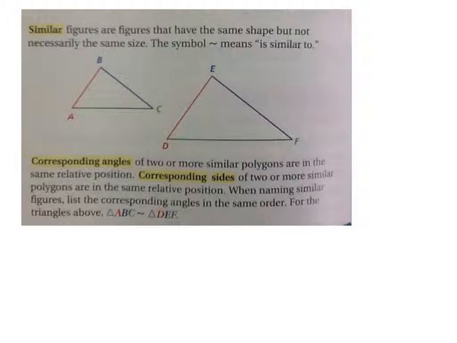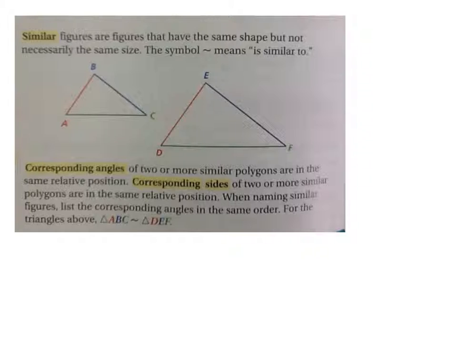Okay, if they are similar figures, if you took the length of, let's say, ED, let's say it's 6, and the length of BA, which is 3, you could figure out if they're proportional to each other. Now, we have to use this idea of corresponding sides. Corresponding sides is defined here. Corresponding sides of two or more similar polygons are in the same relative position. So essentially all it's saying is it's the same part of the triangle.